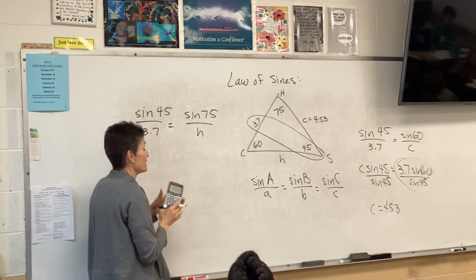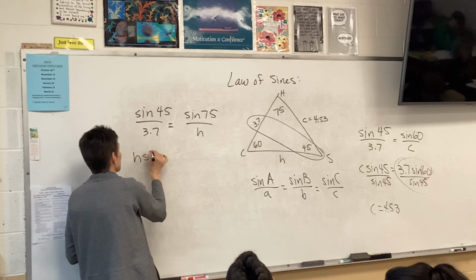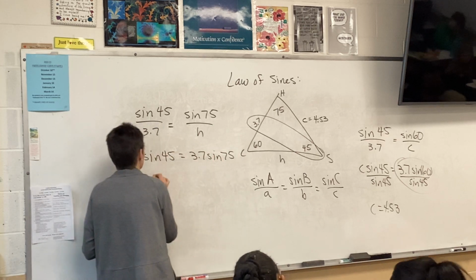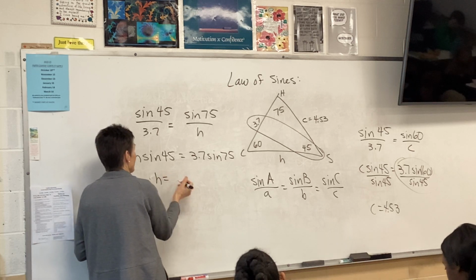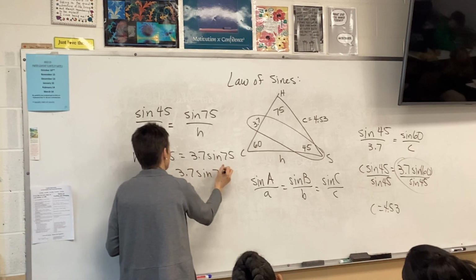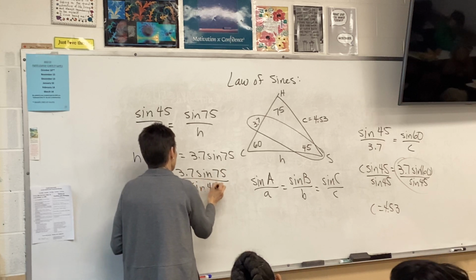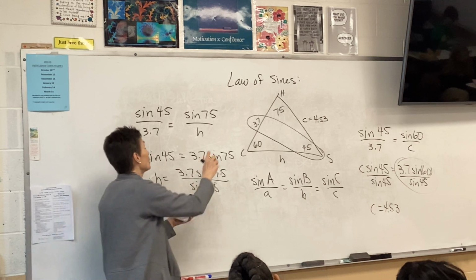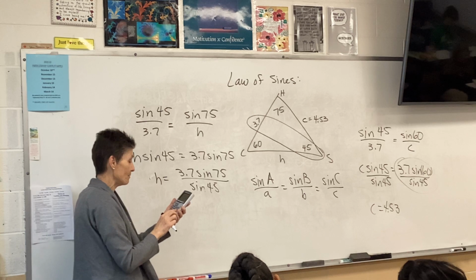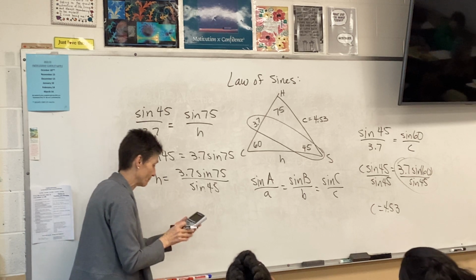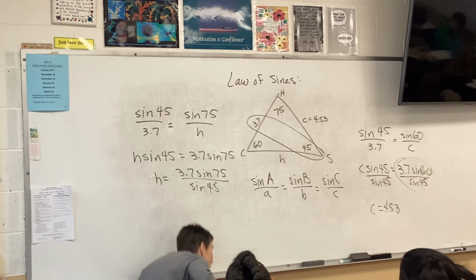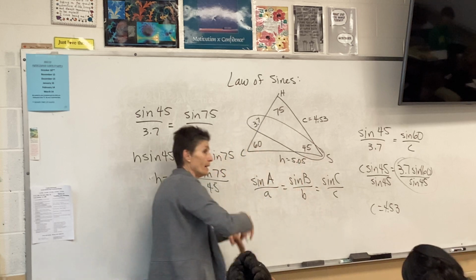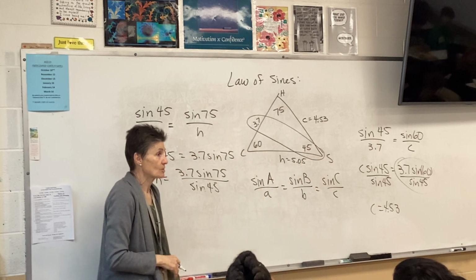All right, and then we repeat. Repeat the process. So H sine 45 equals 3.7 sine 75. Take 3.7 sine 75, close parentheses, and then divided by sine 45. Did you get 5.05? And voila, the triangle is solved.